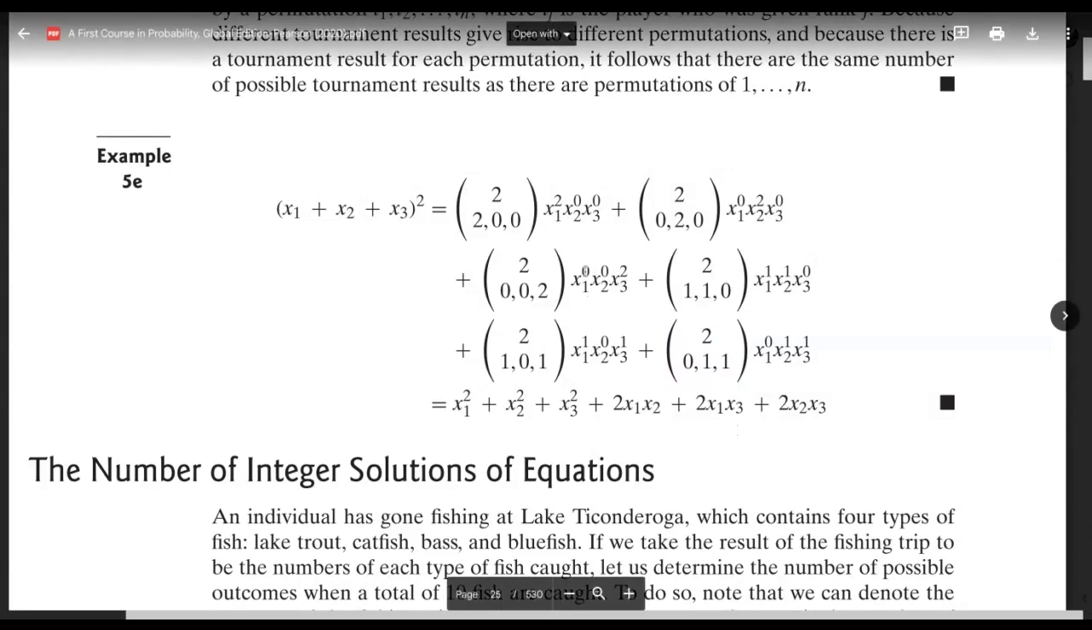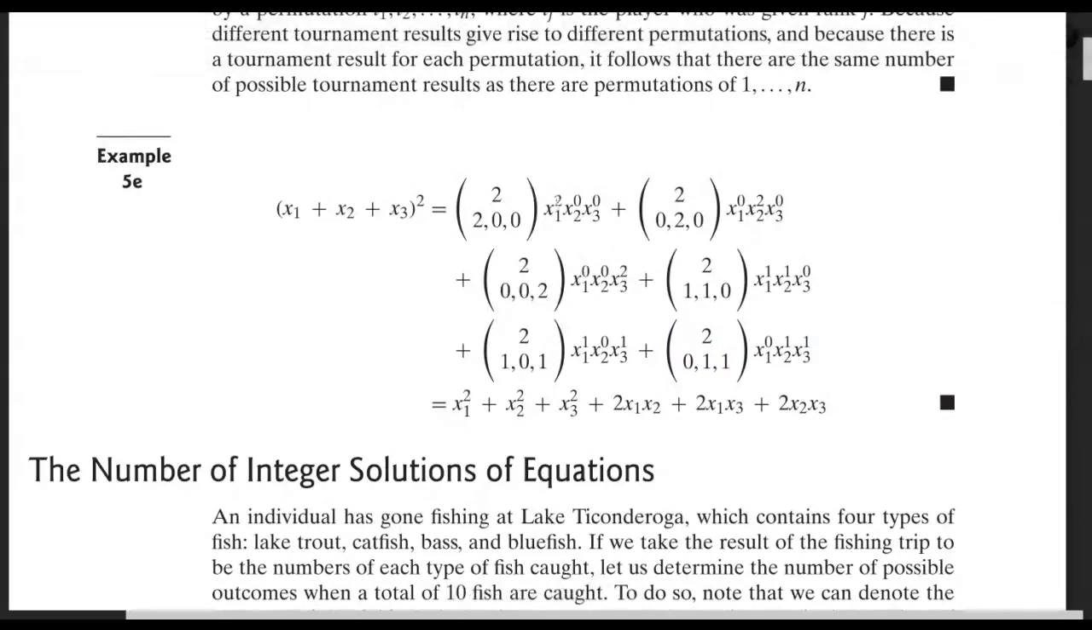And then the coefficients, remember, this is n over n1, n2, n3. n1, n2, n3 always adds up to 2, always adds up to the degree. And then x1 corresponds with n1, x2 corresponds with n2, x3 corresponds with n3.